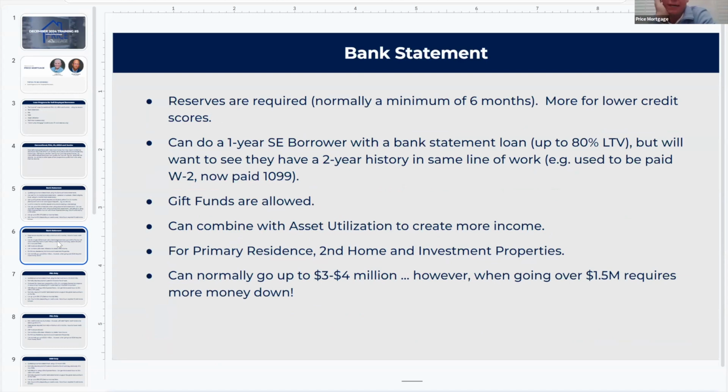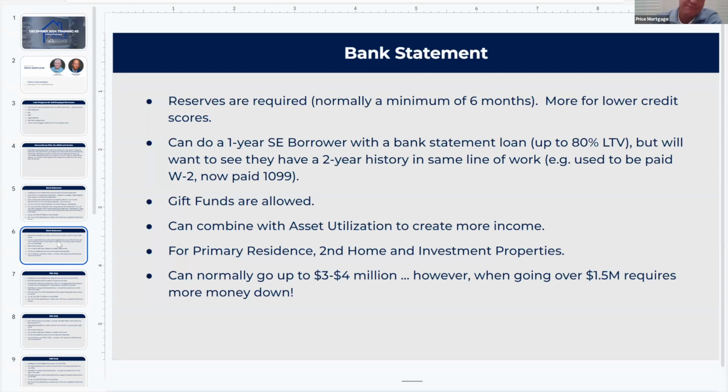As a side note, you can actually do a bank statement loan only being self-employed for 1 year. Now, the catch is you still have to show that you've been in that same line of work for 2 years. So maybe you were W-2 and then you got switched over to 1099, so you only have 12 months of self-employed bank statements. But you can do it. But with all non-QM loans, they really want you still to be self-employed for 2 years.